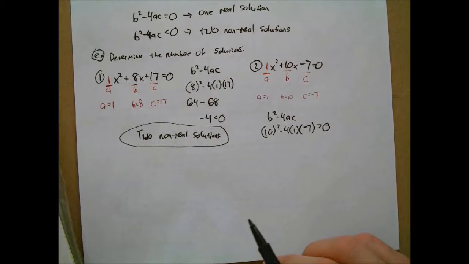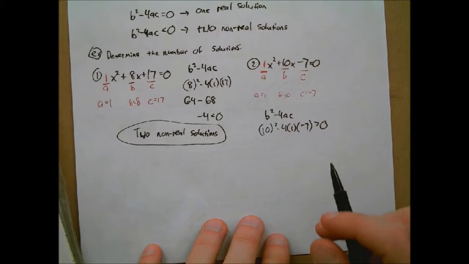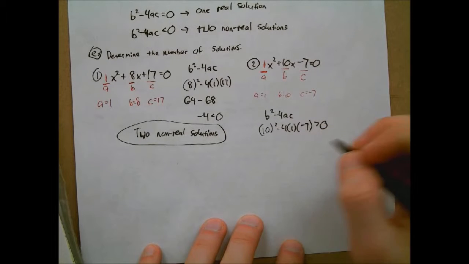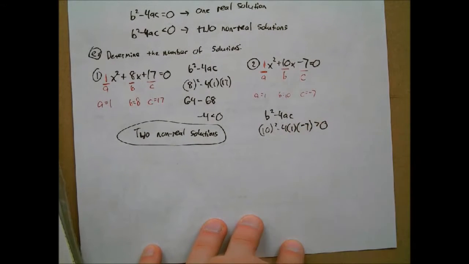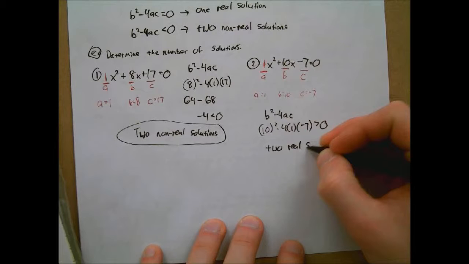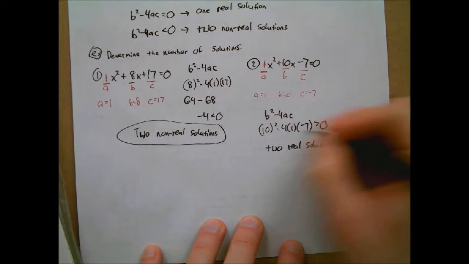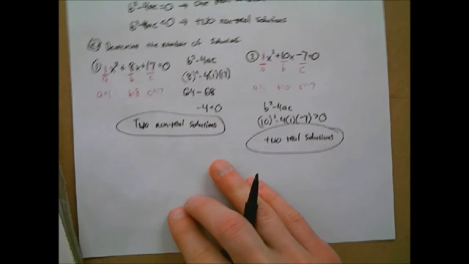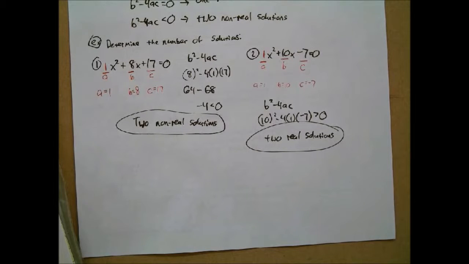Since it's positive, what does that mean? How many solutions do we have? Since our discriminant is greater than 0, how many solutions do we have? 2 real ones. Yeah, 2 real solutions. Okay, that's all there is to it. Now, I'm going to show you real quick.